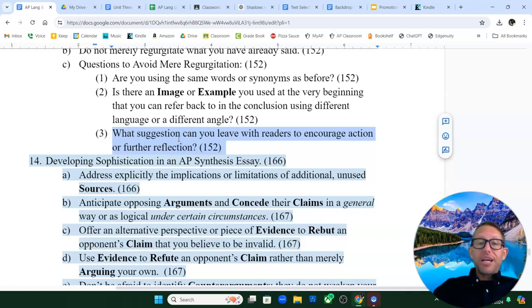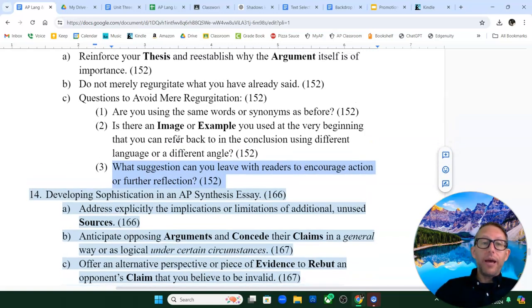And lastly, what suggestion can you leave with readers to encourage action or further reflection? So what's our next step? Where should we go from here? What should we be thinking about? What should we be doing? What is this last little act of compulsion you can provide for us that's going to make me go out and change my behavior? That's kind of where we want to end, and sort of make me feel motivated and like I want to go out and do something. That's a great way to end a conclusion, and hopefully to really hit home your point, okay?